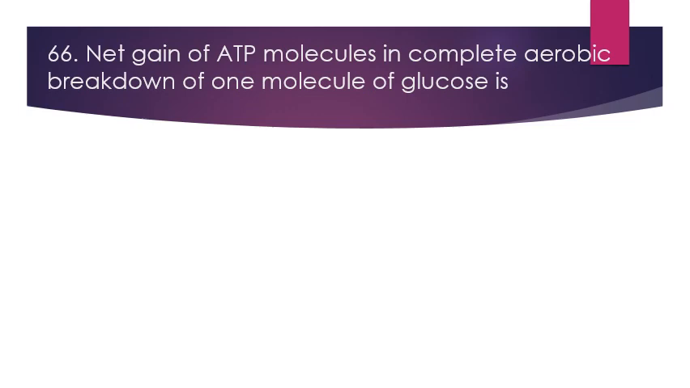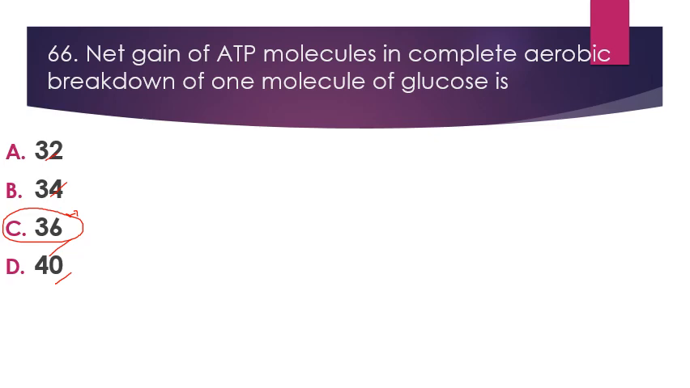The first question is: net gain of ATP molecules in complete aerobic breakdown of 1 molecule of glucose is? Our options are 32, 34, 36 or 40. So the right answer is 36. I will discuss this in detail, and this comes under the topic called respiratory balance sheet.